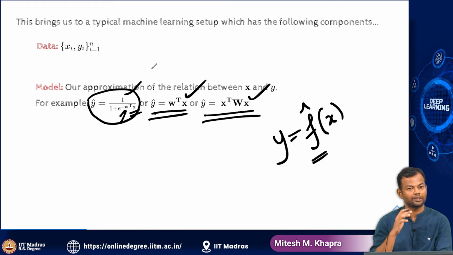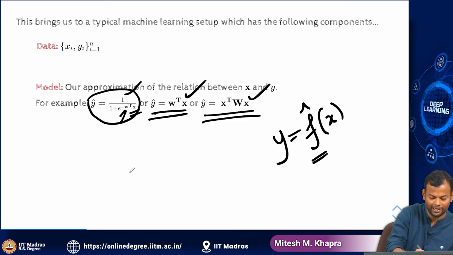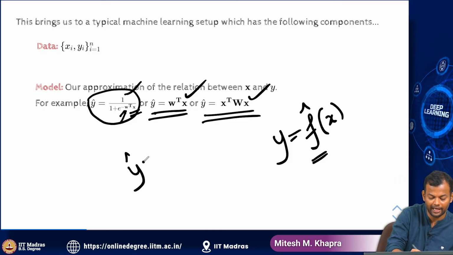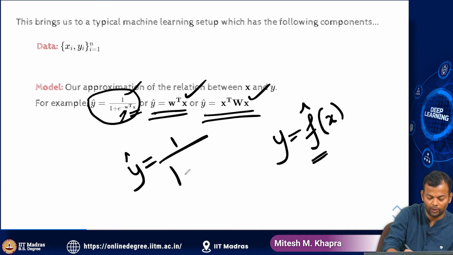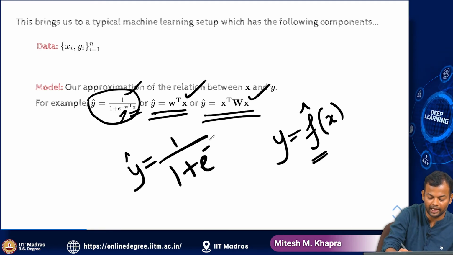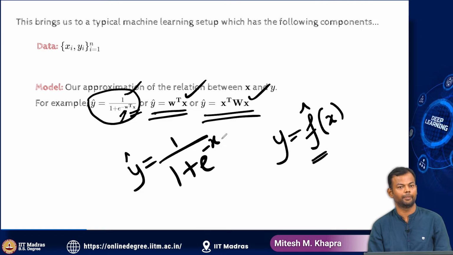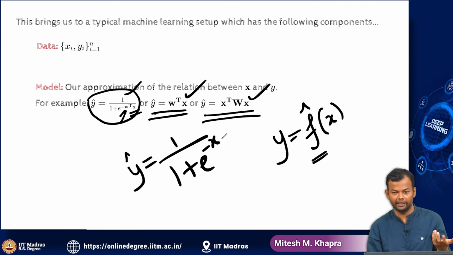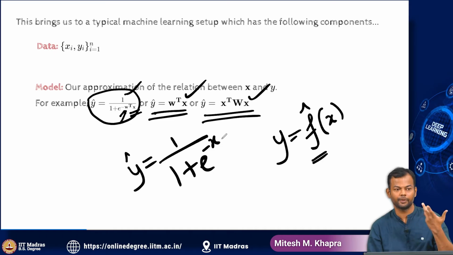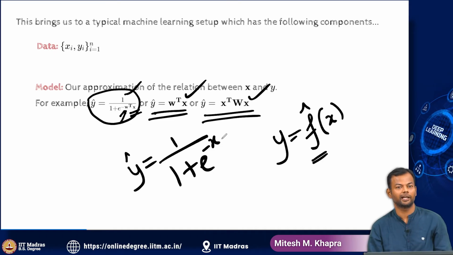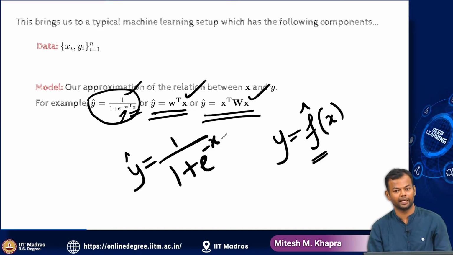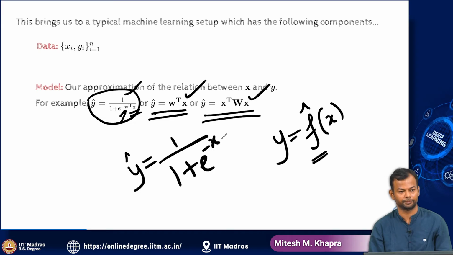Okay. Now one question. Why are parameters important here? Why can't I just assume that y hat is equal to 1 over 1 plus e raised to minus x? Why do I need the parameter? This is also a function. Y hat depends on x because this is a function of x. Why can't I use this? Why am I complicating it by adding parameters?